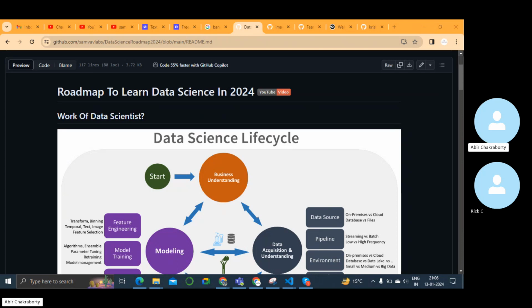I get a lot of requests from students to help them understand the roadmap of data science and how to pursue data science, especially in 2024, where there are numerous generative AI and LLM options. So today I will be sharing the entire roadmap of how to learn data science in 2024.